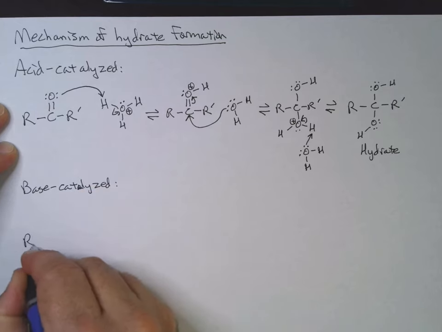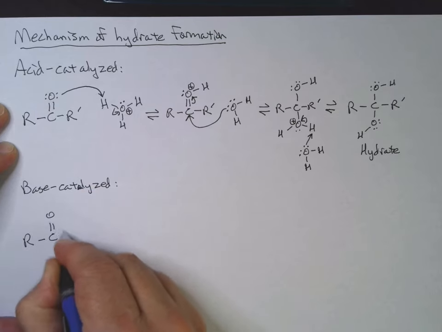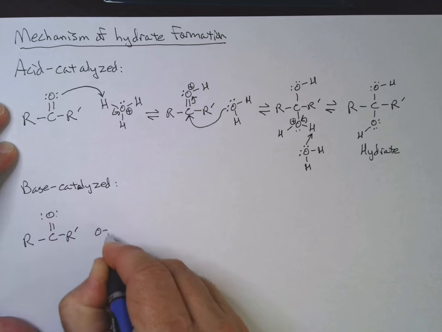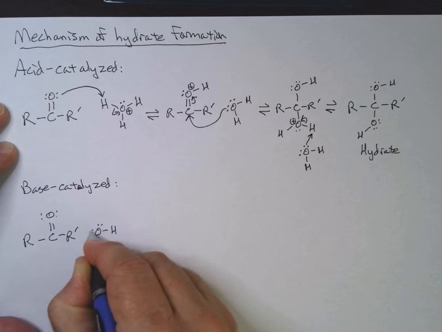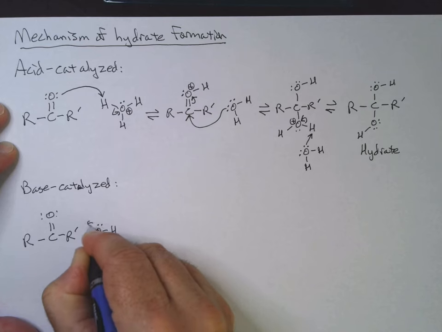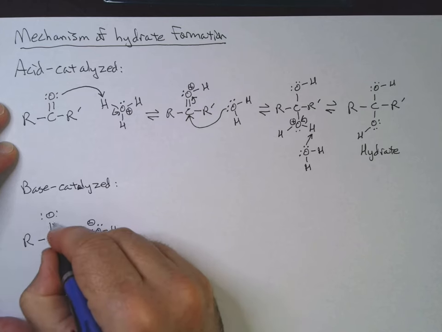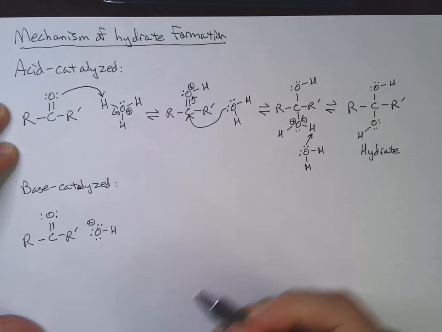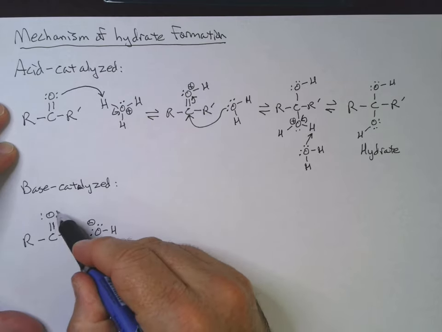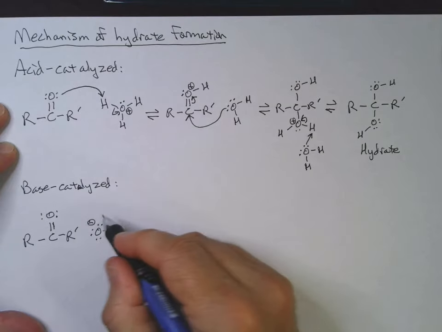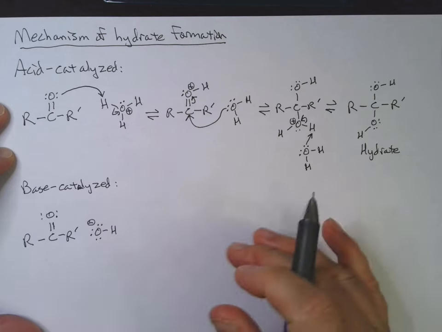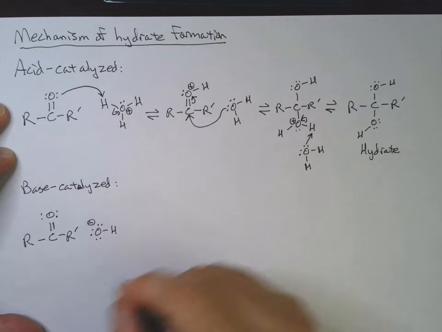Only we're not going to have that initial protonation step. Why not? Well, we've got a strong base. That's a good nucleophile, so we will get nucleophilic attack. If we tried to protonate here, like with water, because we have OH minus in water, we'd get a positive charge on the oxygen, and we don't want positive charges when base is present.